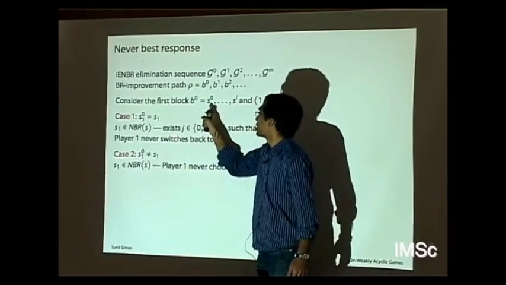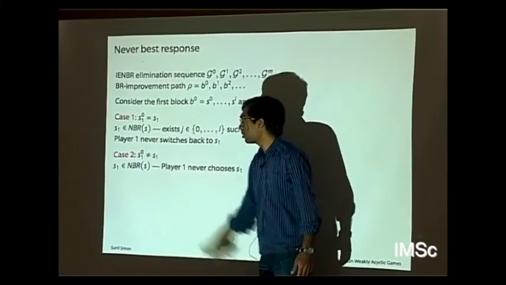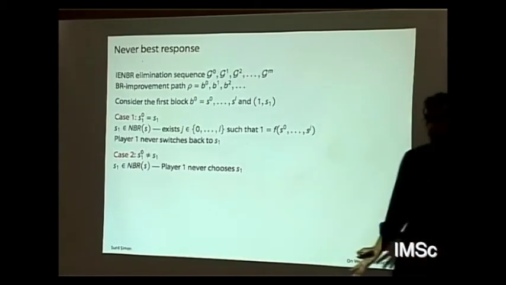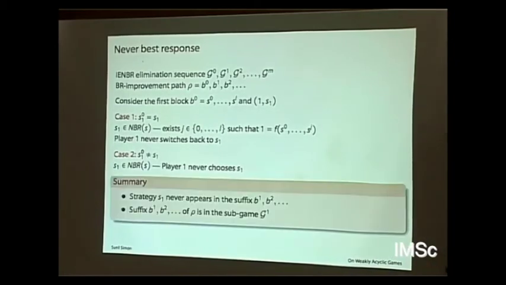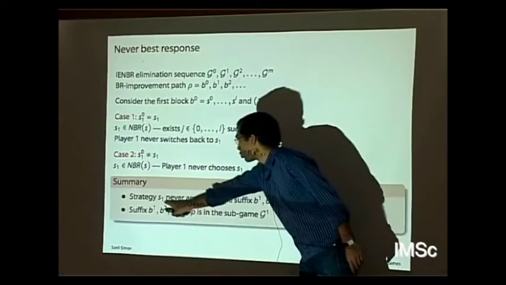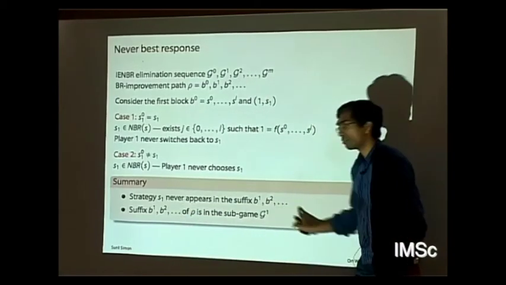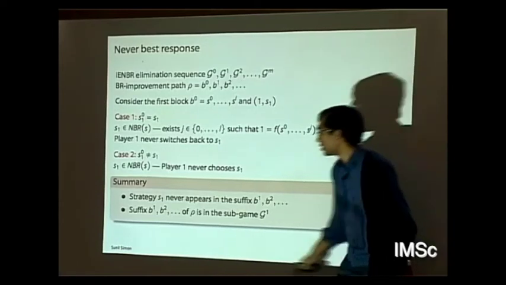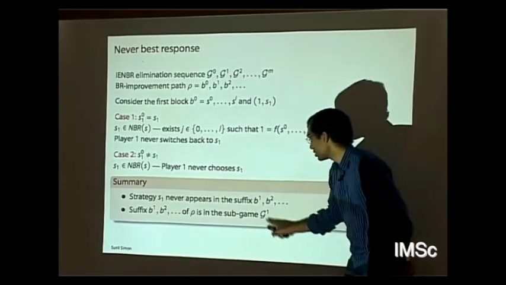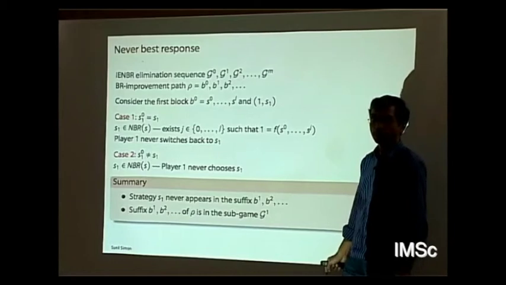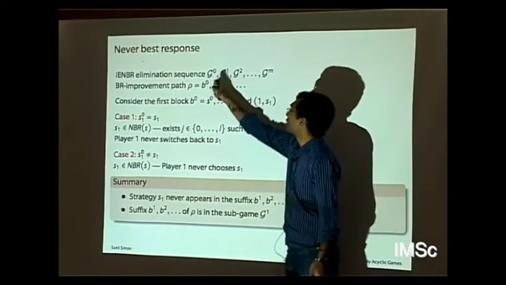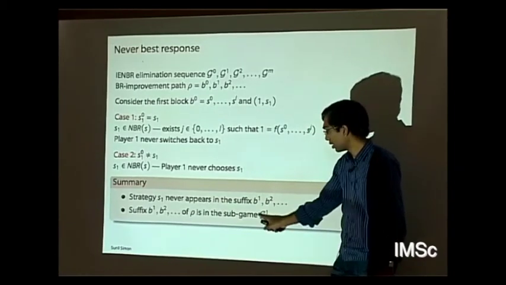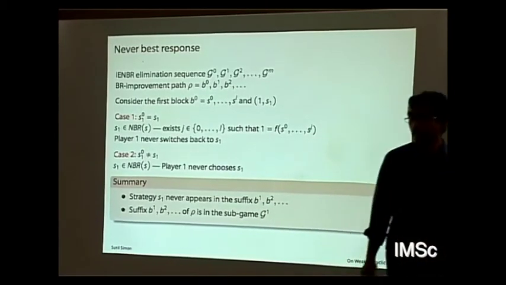If the strategy used by player 1 here is not S1, then again player 1 will never choose S1 because it's never a best response. So the summary is that the strategy S1 will never appear in this prefix B1, B2 and so on. Why? Because it's never a best response, and this prefix essentially lies in the subgame G1. So you're going from G0 to G1 by eliminating this strategy. Now this prefix of this improvement path will lie in this subgame G1.